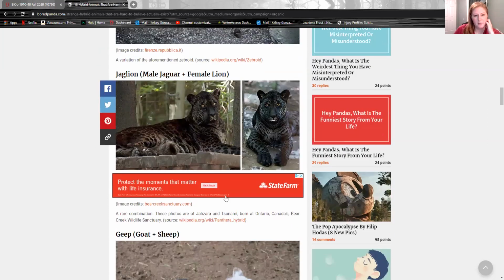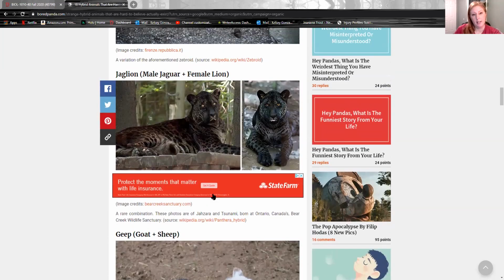This is my favorite. I require one for a pet immediately, but you know, only if it's not going to go all Tiger King on me. They're flipping gorgeous. A jaglion, male jaguar and a female lion. They're interesting because this one at least is a beautiful representation, but they can look like a stealth lion in that they have the markings, but it's like they have this black overcoat on top of them. They're just gorgeous.